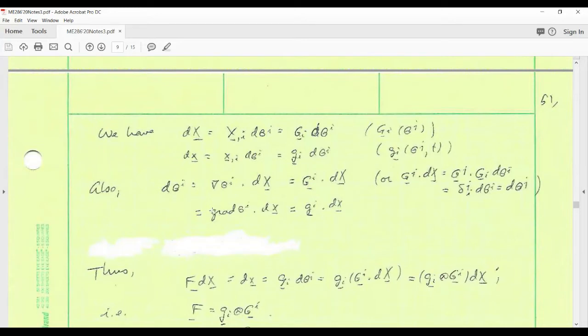Alternatively, I could take the gradients in the current configuration, the gradients of the same coordinates expressed as functions of the small x. And the small grad here is a gradient with respect to current position, so I use a different notation here to distinguish the two different types of gradients. And this would give me g super I dot d small x. This is again the dual basis.